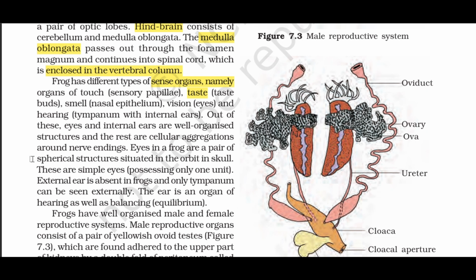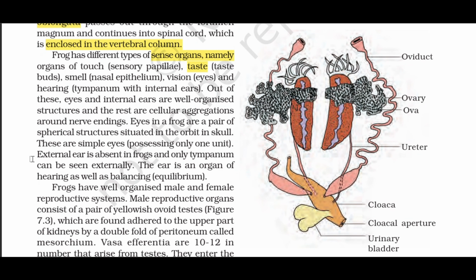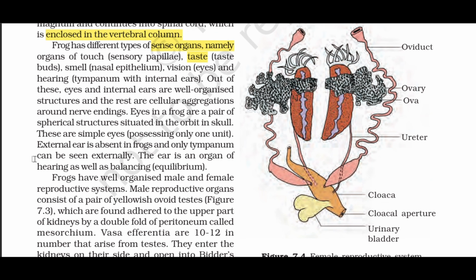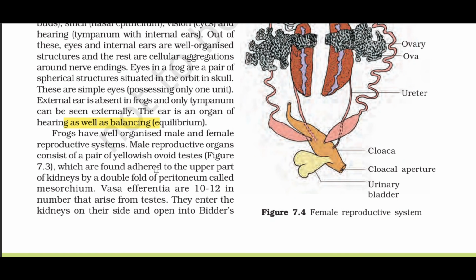Eyes in a frog are a pair of spherical structures situated in the orbit in skull. These are simple eyes, possessing only one unit. External ear is absent in frogs and only tympanum can be seen externally. The ear is an organ of hearing as well as balancing, equilibrium. Frogs have well-organized male and female reproductive systems.